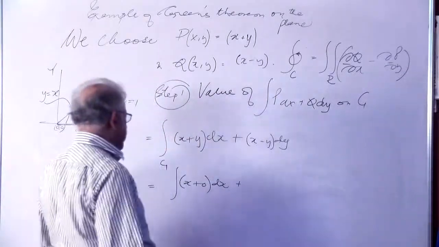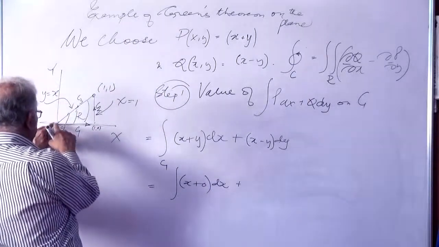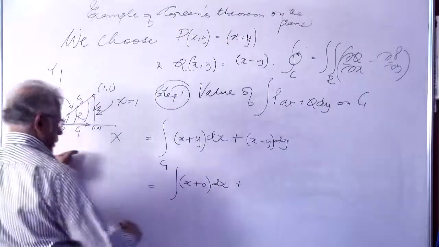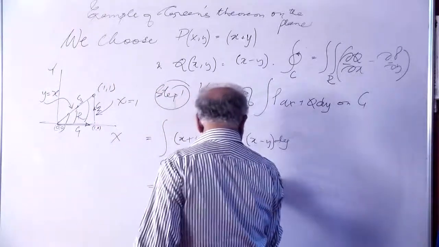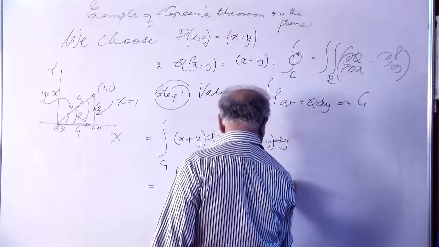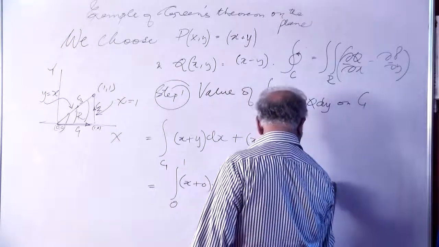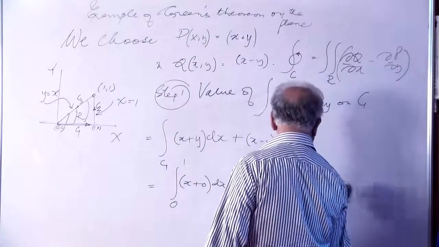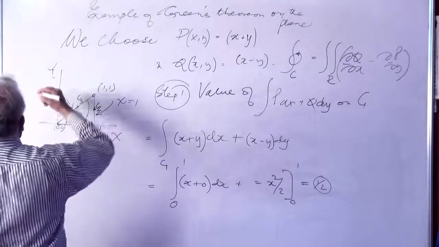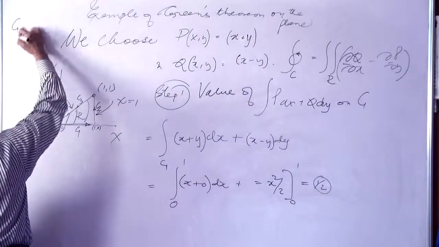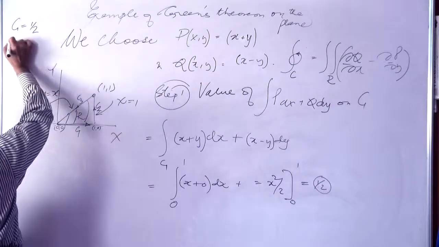So we are left with an integral of x plus 0 dx, and the limits on C1 are for x equal to 0 to x equal to 1. So 0 to 1, this is nothing but x squared by 2, 0 to 1, and that is equal to half. We will capture this value. So P dx plus Q dy on C1 is equal to half. First value captured.